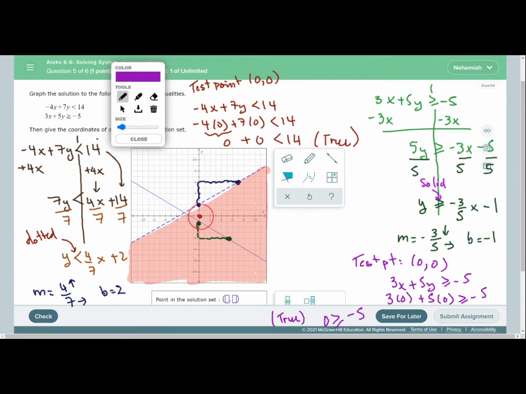So (0, 0) right here is above the solid line, so everything above the line will be your answer. It's going to look like this. All right, highlighter, yes. So everything above that solid line is the answer, which includes this.